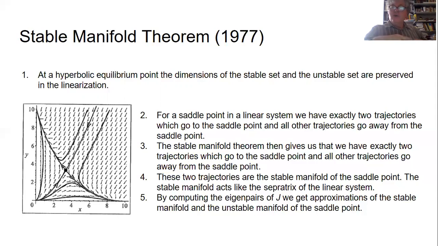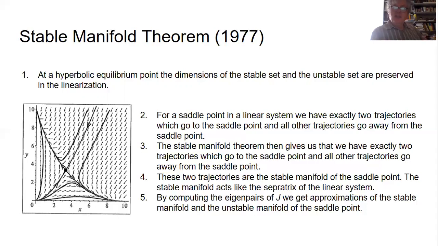The two trajectories that go into the saddle point both lie on the line generated by the eigenvector that corresponds to the negative eigenvalue. It's coming from one direction, and the other one's going in from the other direction. They're two rays together making up a whole line. The stable manifold theorem then gives us that corresponding to those two trajectories that go in the linearization, there are two trajectories which go to the saddle point in the original model, the unlinearized version, and all the other trajectories go away from the saddle point.